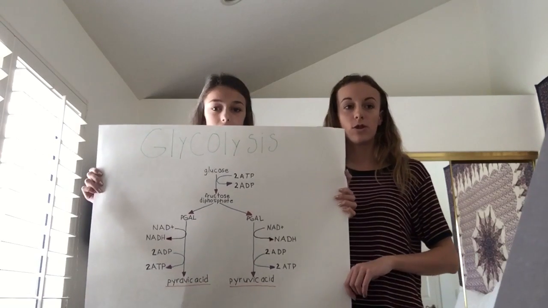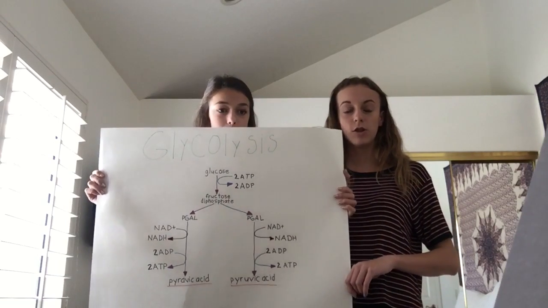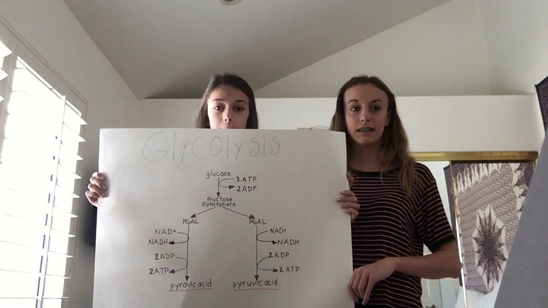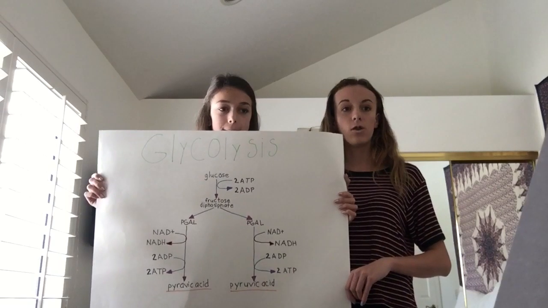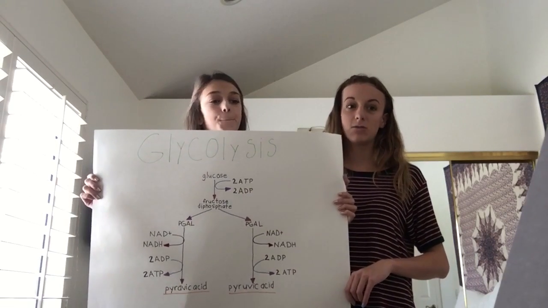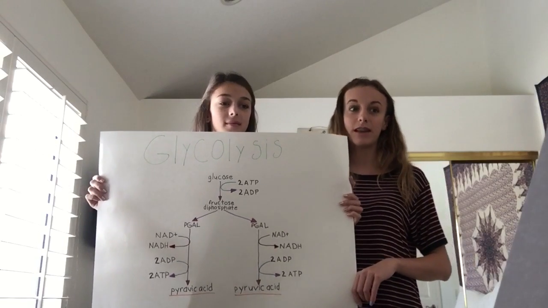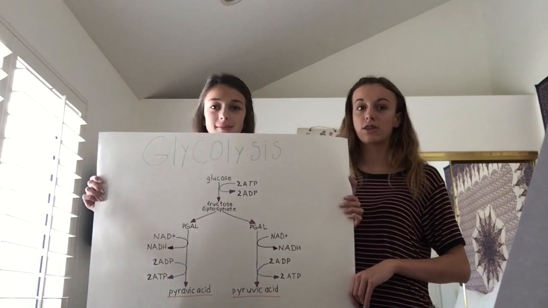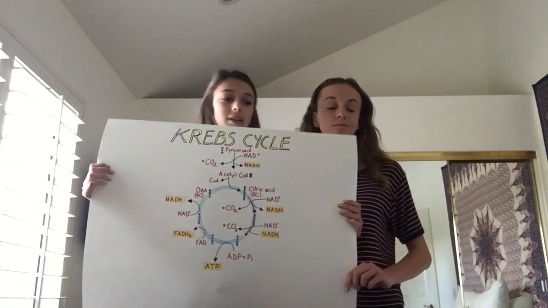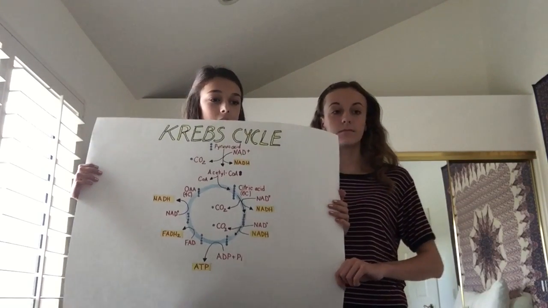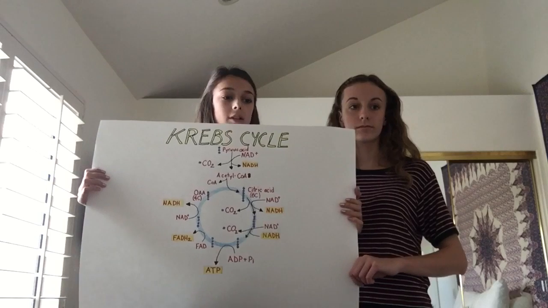The end result is 4 ATP molecules, 2 H2Os, 2 pyruvic acids, and 2 NADH molecules. 4 ATP molecules minus 2 ATP molecules equals 2 ATP molecules net. The 2 pyruvic molecules are either passed along and used in the Krebs cycle to create more ATP. The Krebs cycle is an aerobic process, which means oxygen is required. The Krebs cycle occurs in the mitochondria of the cell, the cell's power plant.